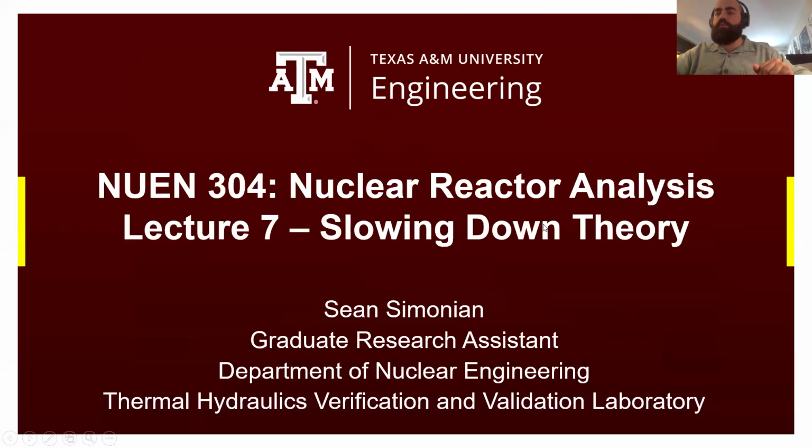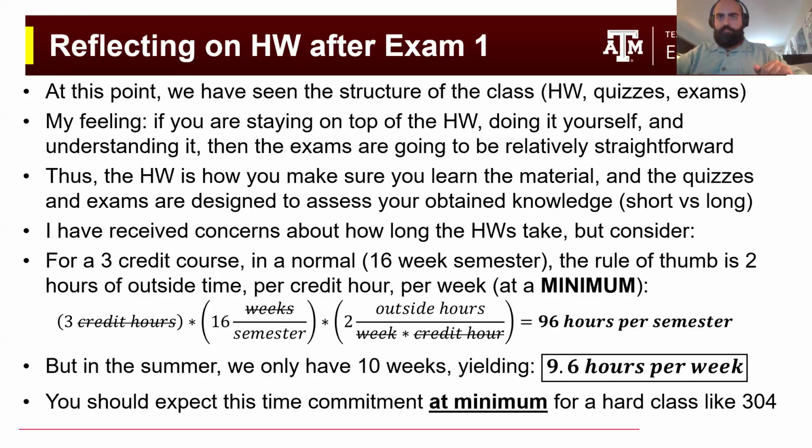Today we are going to do lecture 7. We're basically going to finish our chapter 4, the energy dependence material, today. And we're going to talk about something called slowing down theory, which is basically the math behind understanding the slowing down process of neutrons.